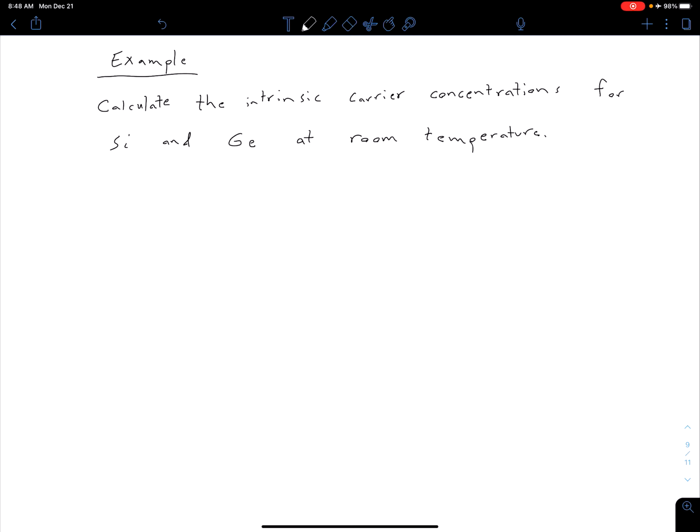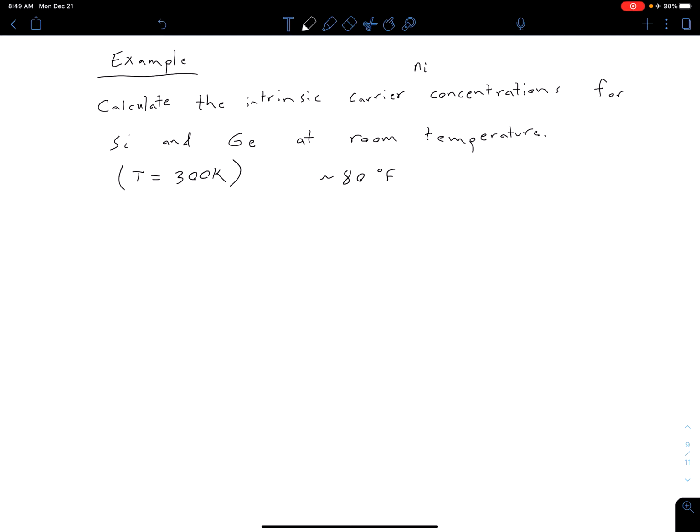So for this example, what we want to do is calculate the intrinsic carrier concentrations, and remember that's N sub i, for silicon and germanium at room temperature. Throughout this class, we're going to assume that room temperature is a temperature of 300 Kelvin. That's a little bit warm, about 80 degrees Fahrenheit. In some other texts, you might see different values such as 290 Kelvin, but 300 is of course just a nice round number to work with.